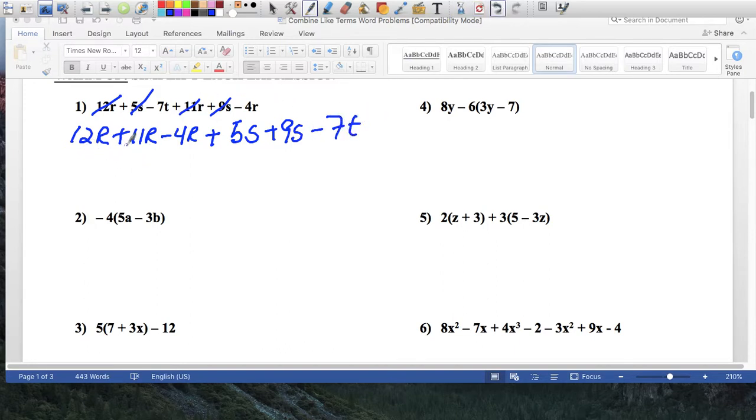All right, so it's 12 plus 11, which is 23. 23 minus 4 is 19r. These two are positive, so it's not a big deal. So it's just positive 5 plus positive 9, which is 14s, and minus 70.